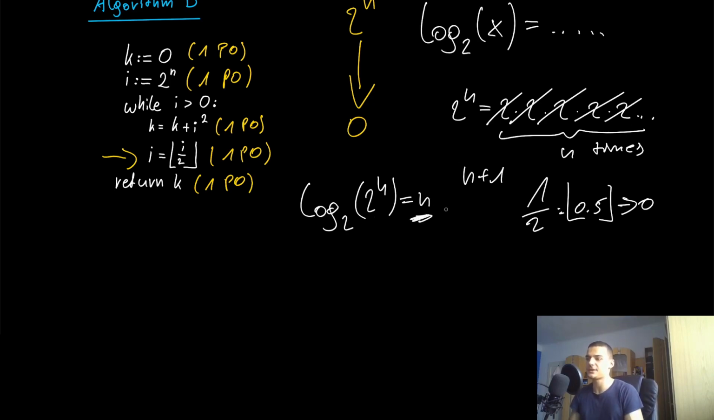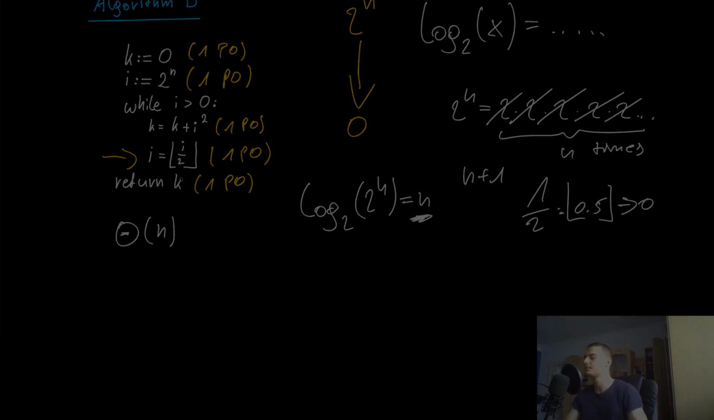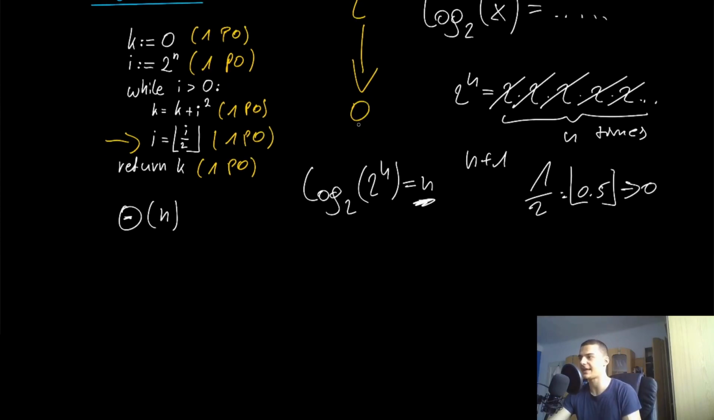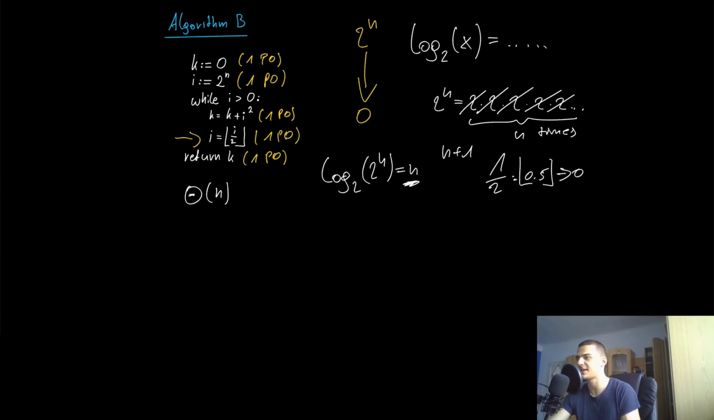So this is the result here, n plus 1, which means that we have a runtime complexity of theta of n, linear runtime complexity for this algorithm here. Now, coming up with the formula for the return value is also not that difficult in this particular case, because the only thing we're doing is we're adding I squared.